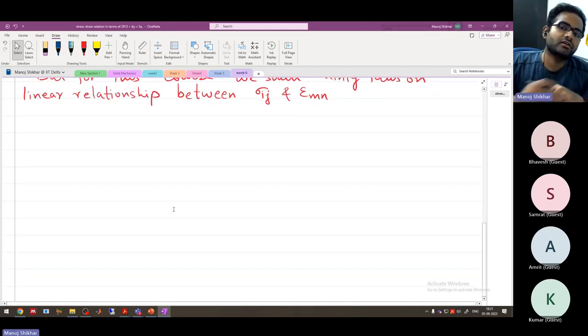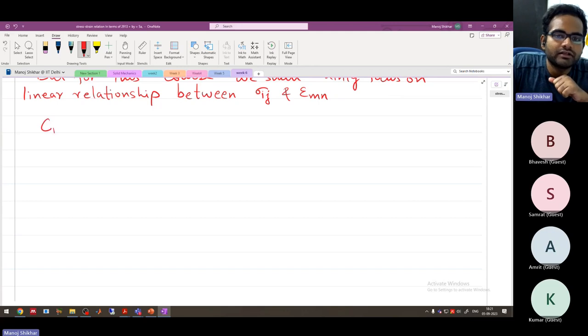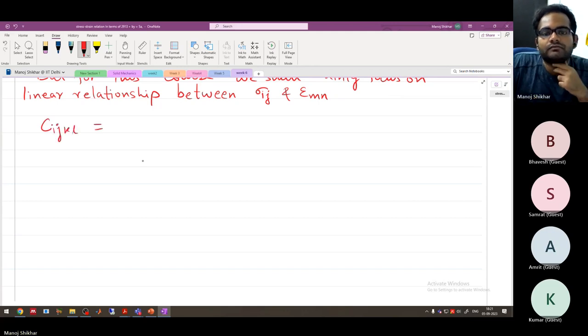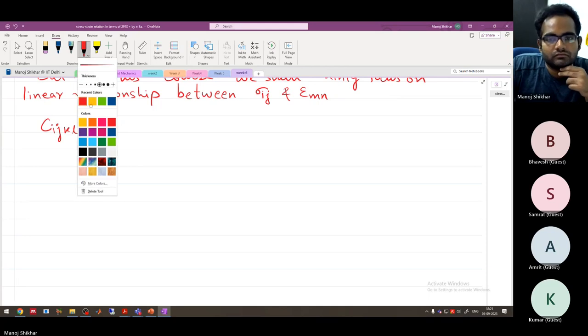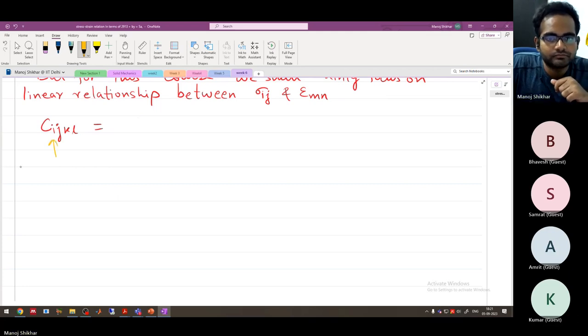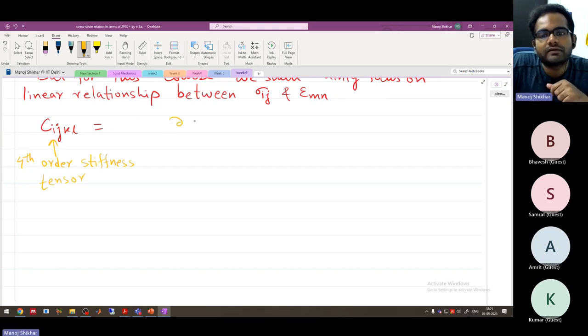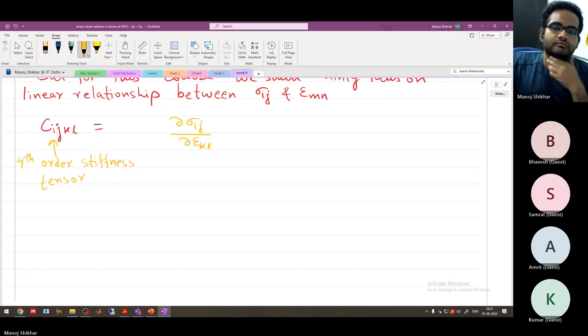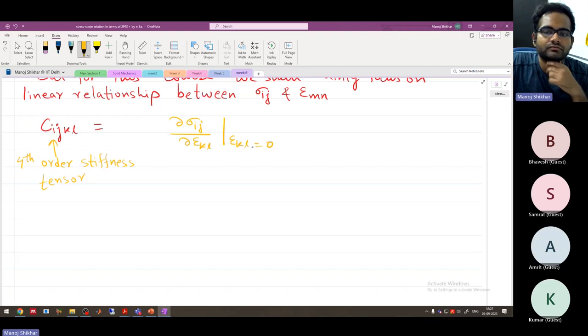So in class, sir has already shown you how to find the elasticity tensor. So I will directly write the formula and I will write about symmetry also. So Cijkl is a stiffness tensor, fourth order stiffness tensor. And this is given by del sigma ij by del epsilon kl, when epsilon kl tends to 0 or equal to 0.